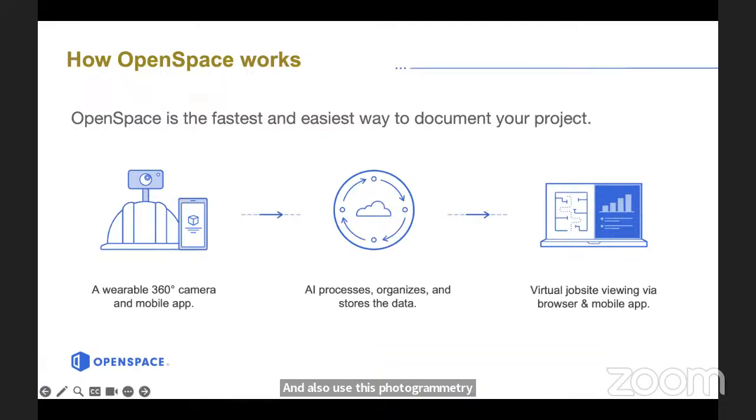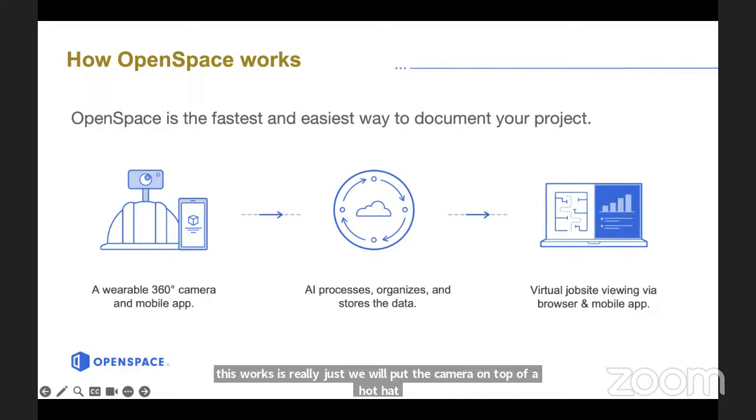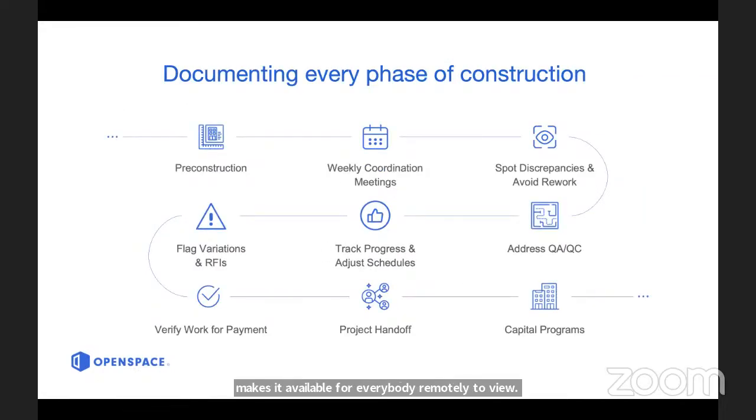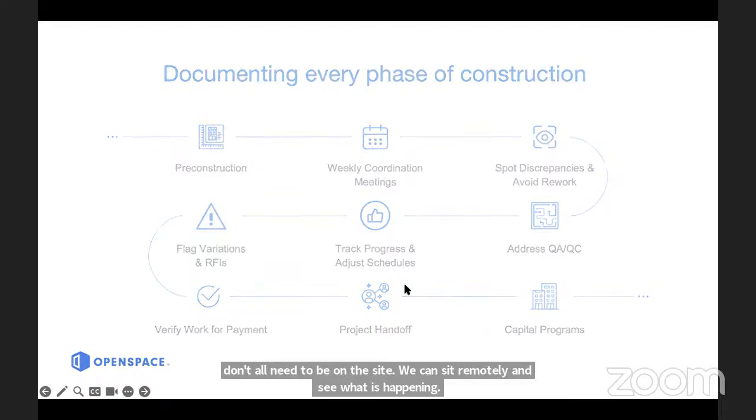How this works is really just we will put the camera on top of a hard hat. We will switch the camera on, we'll make a connection, we'll walk around the job site, upload into the AI engine in the cloud, which then organizes the information, makes it available for everybody remotely to view. Once again, that applies to every phase of construction, right from pre-construction, during the construction process. Normally we can track progress, we can adjust our schedules. We don't all need to be on the site, we can sit remotely and see what is happening, and then also project handover and capital programs.